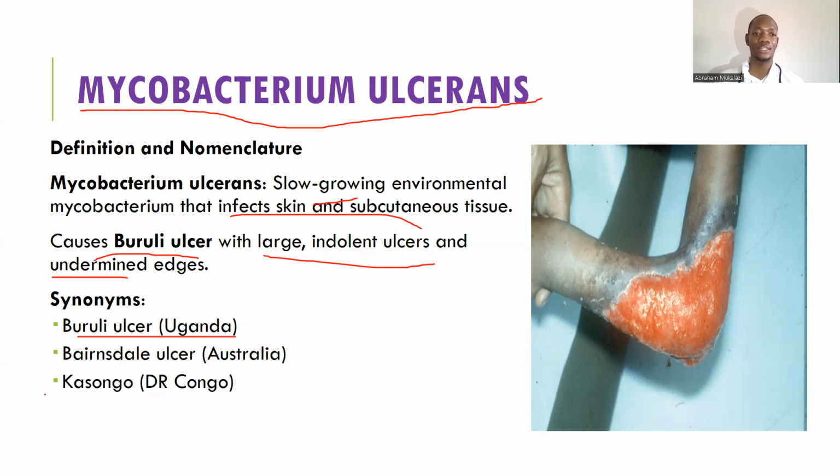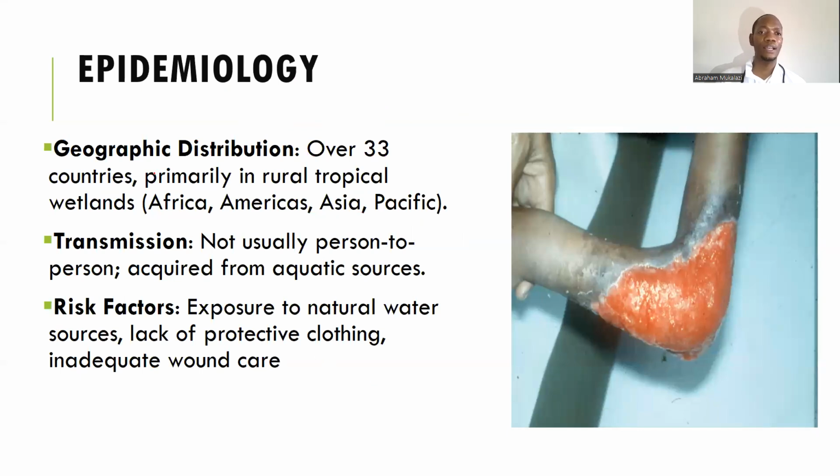When you go to other countries like Congo, the neighbors call it the Kasongo ulcer. So when you hear those words, they all refer to an ulcer caused by Mycobacterium ulcerans. As you can see in this picture, this is an ulcer on the elbow of a child, in a case from Uganda. Over 33 countries have reported the disease, which primarily affects people in the rural tropical wetlands of Africa, America, Asia, and the Pacific.